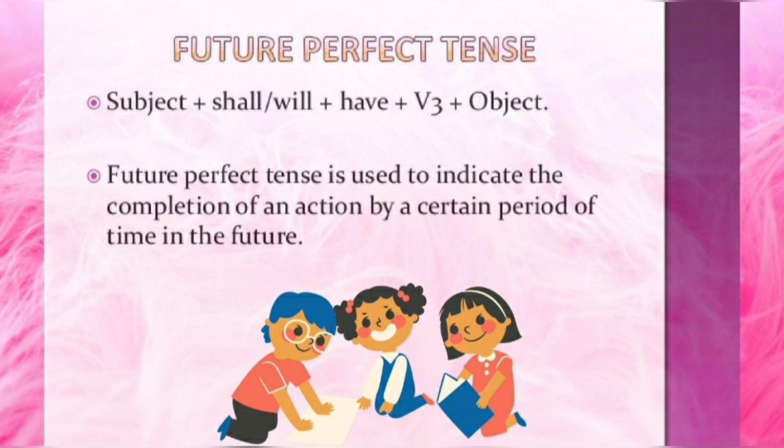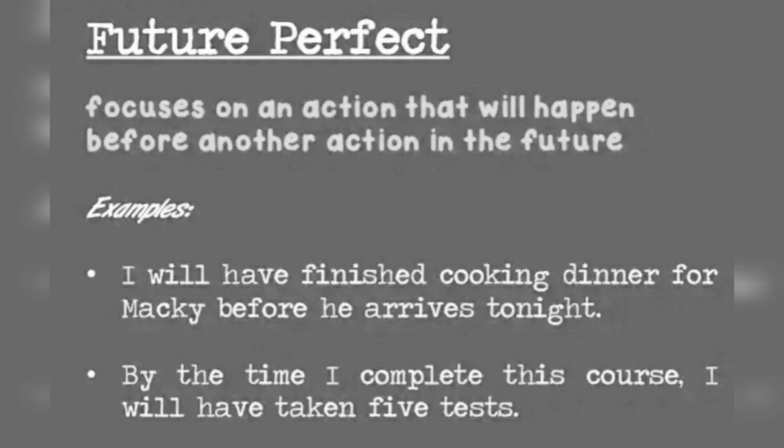Next is future perfect tense. Future perfect tense is used to indicate the completion of an action by a certain period of time in the future. For examples, I will have finished cooking dinner for Mackie before he arrives tonight. Second example, by the time I complete this course, I will have taken 5 tests.